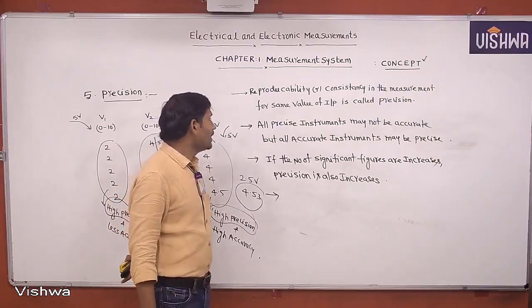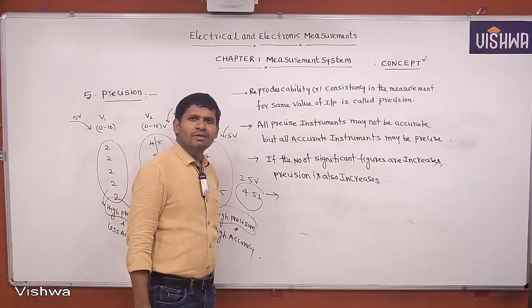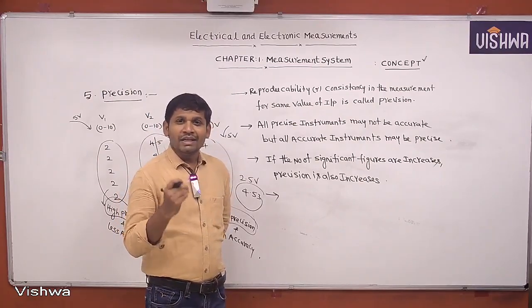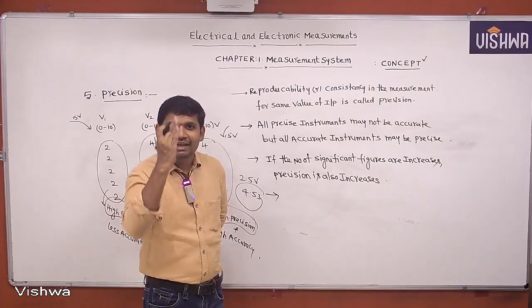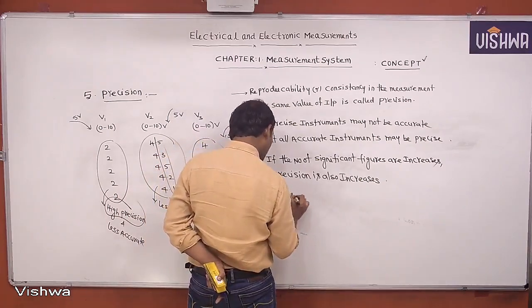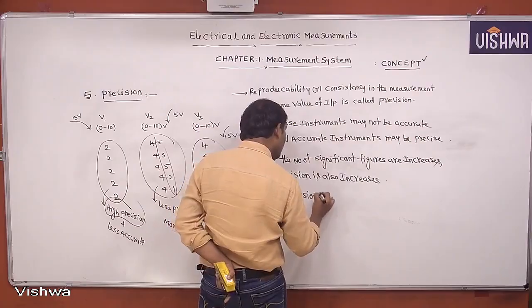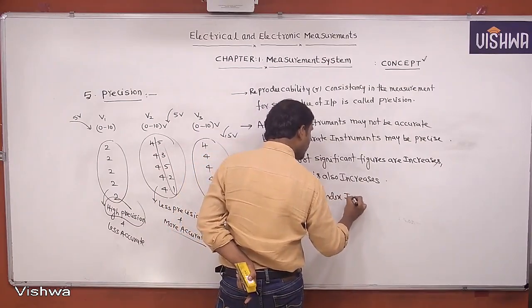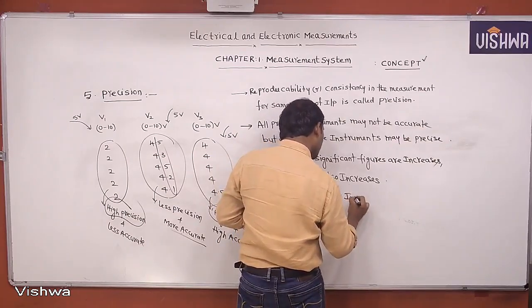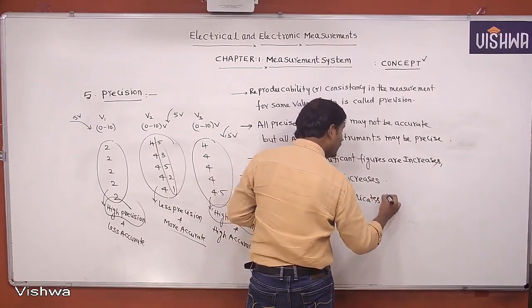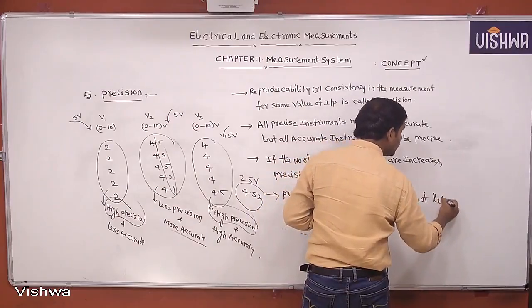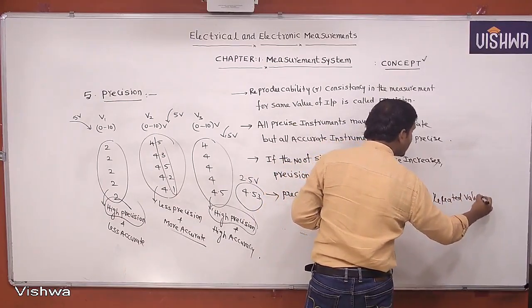Okay. Then one more point to remember. Precision index indicates the deviation of repeated values from the central value. This is important. Precision index indicates deviation of repeated values from the central value.